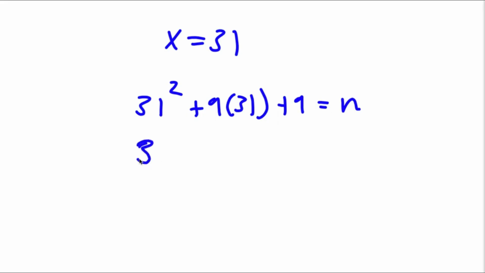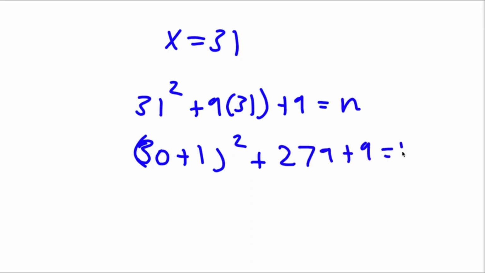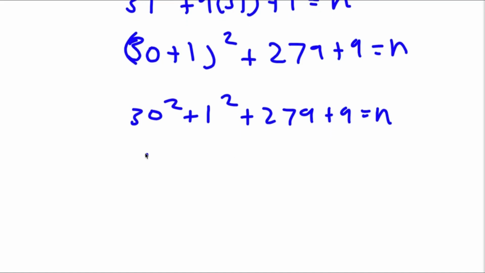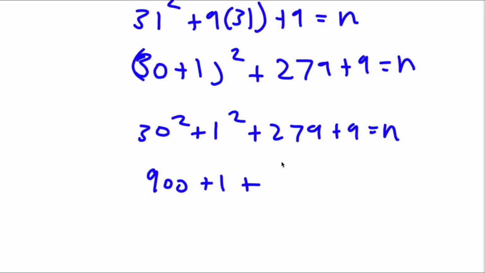Now 31 squared is the same thing as 30 plus 1 squared, plus 9 times 31 is simply going to be 279, plus 9 equals n. Now this is the same thing as 30 plus 1 squared plus 279 plus 9 is equal to n. 30 squared is 900, so I have 900 plus 1 plus 279 plus 9, which is going to be 288.